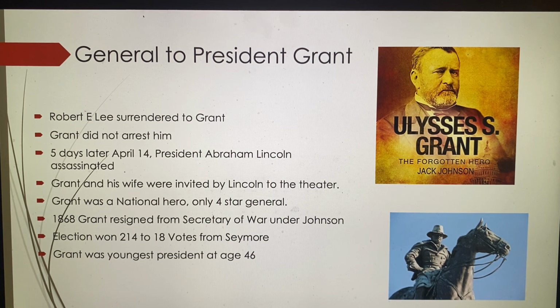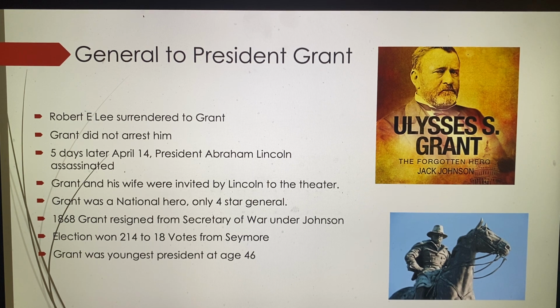So, and then 5 days later, what happened? After 5 days later, after Lee surrenders to Grant, on April 14th, what happens? Can you guess? President Abraham Lincoln is assassinated by John Wilkes Booth in the theater. This actor comes in the back, shoots President Abraham Lincoln, jumps off, runs away. And they ended up finding out that it was a conspiracy, not just with Wilkes Booth, but quite a few other people involved in all of this.